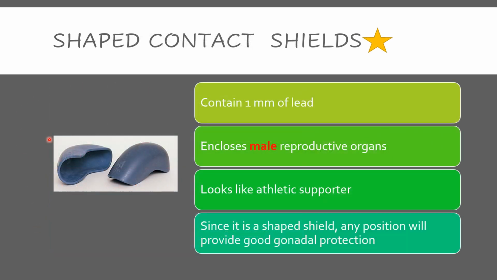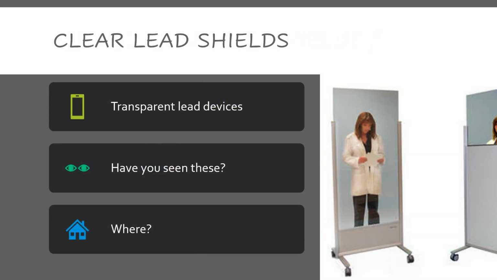Shaped contact shields contain 1 millimeter of lead and enclose the male reproductive organs, looking like an athletic supporter. Since it is a shaped shield, any position will provide good gonadal protection. Clear lead shields are transparent lead devices. Have you seen these and where? So most of these are usually seen in surgery or like at Texas Children's, where the parents are standing behind them so they can watch their kids.